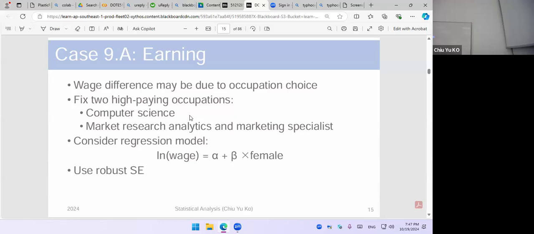There are two types of jobs that pay a lot. One is ITM, right? That's computer science. That's what you're doing, and probably that's why you're here. The second is marketing. That's why you do ITM: the M is paying as well. So IT and M, basically.